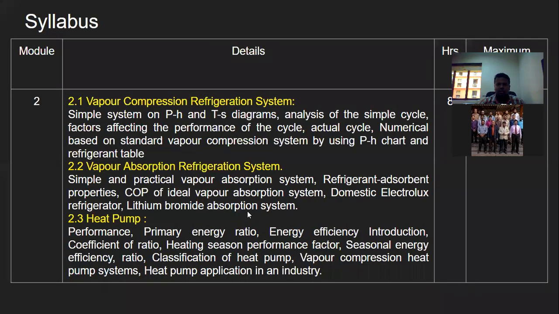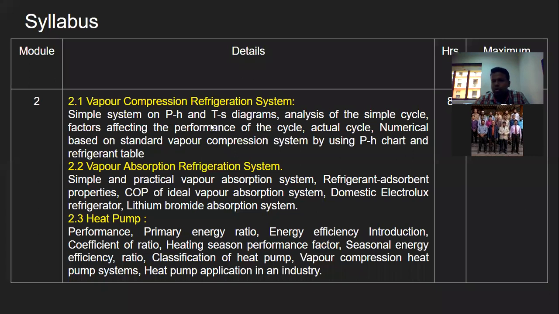Now we are starting the second module, and in that we will first start with the vapor compression refrigeration system. There are two systems: one is compression and the second is absorption. We will start initially with the vapor compression system. If you see the content, we need to see a simple vapor compression system, and we should be able to plot that on a pH and TS diagram.